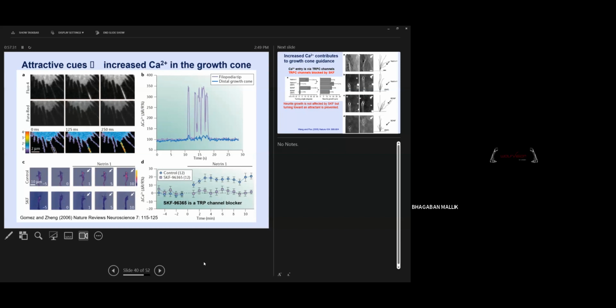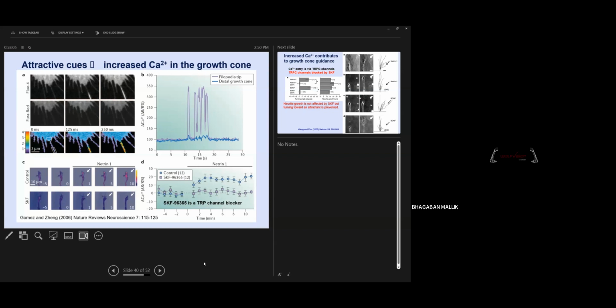So when they incubate with this signal, netrin is a positive attractant. Here in the control, they incubate this filopodia, or this growth cone, with netrin-1. You can see that the calcium signal increases as time progresses, like 0 minute, 1 minute, 2 minute, 5 minute, 10 minute. That means netrin-1 is causing an increase in the calcium signal at the tip of the filopodia.